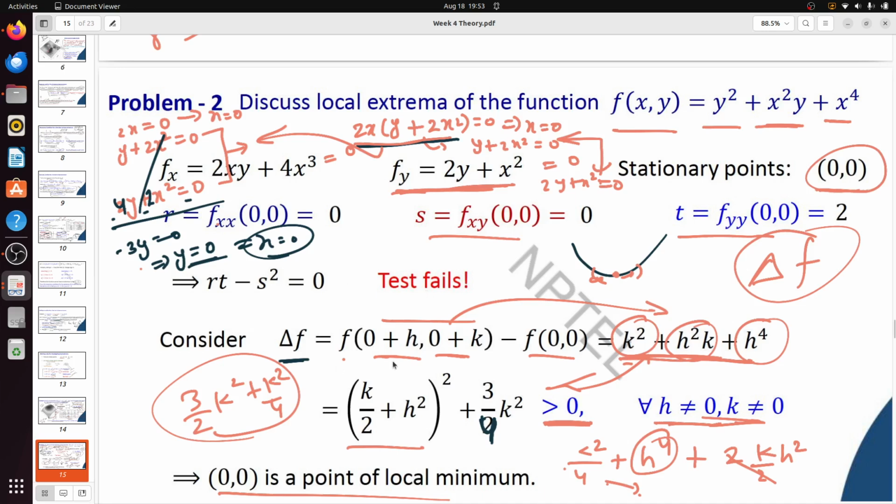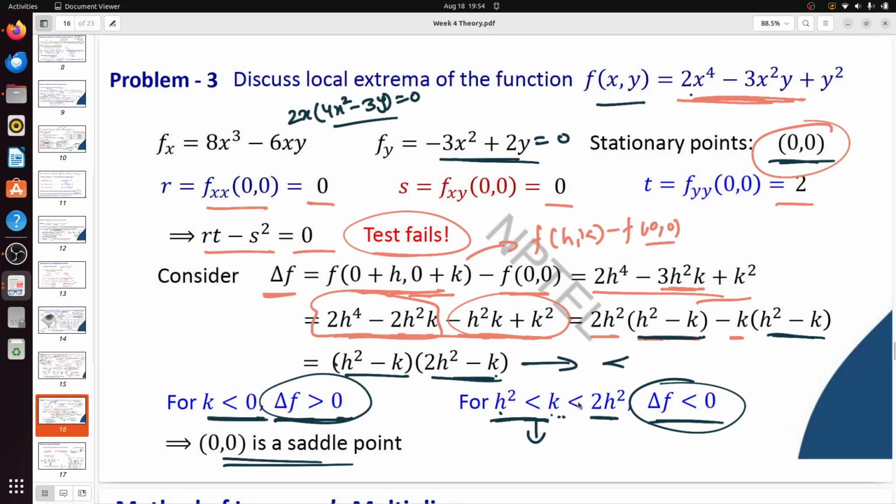So here the increment delta f is f of (0 plus h, 0 plus k) minus f of (0, 0), that is k square plus h square k plus h to the power 4. Now try to write this as a sum of square terms. If you write it, you will get (k plus h square by 2) whole square plus 3 by 4 h to the power 4, which is a sum of squares, and a sum of squares is always greater than or equal to 0. So (0, 0) is a point of local minima.